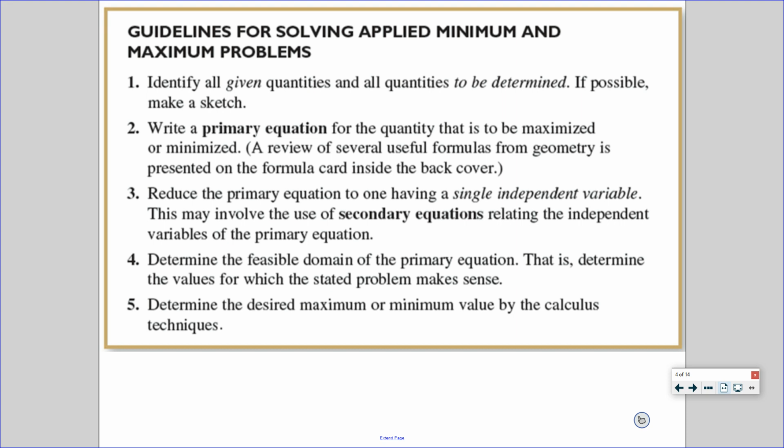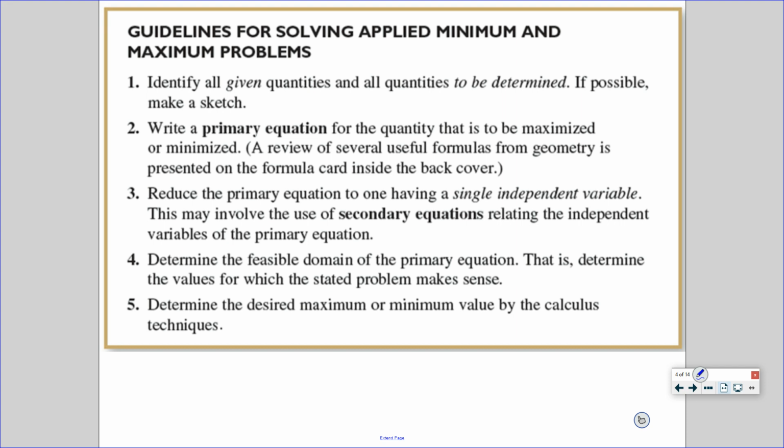Reduce the primary equation to just one variable, and you might have to use a little helper equation, or secondary equation, that also relates to the variables of the primary equation. Like in the last example, we used the perimeter to help us rewrite the primary equation in terms of just x. Determine the feasible domain, that is, determine the values for which the stated application problem makes sense, like we did 0 to 20. And then determine the desired max or min by using calculus techniques.